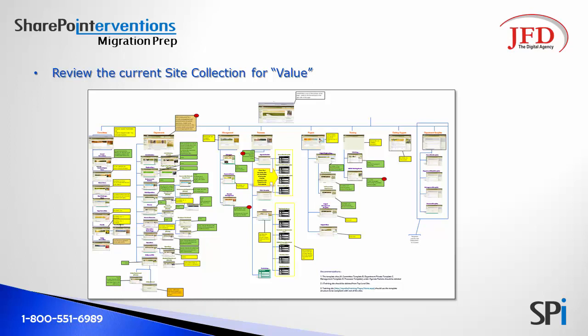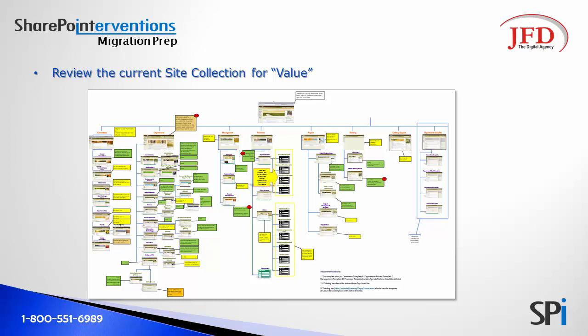The diagram you see here is from an intranet that served 200 employees across 15 departments. The annotations that you see in green represent identified valuable content that will be moving. The yellow notations indicate sites that haven't been used in years. While some of the yellow sites may have valuable content or content that is legally required to be retained, the sites themselves will not be recreated in the new environment.